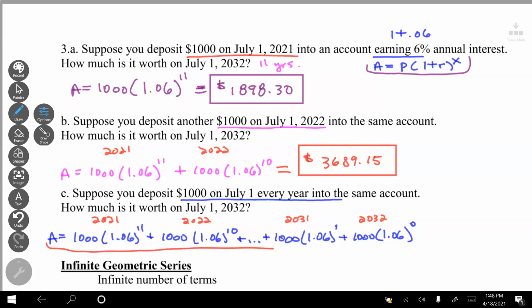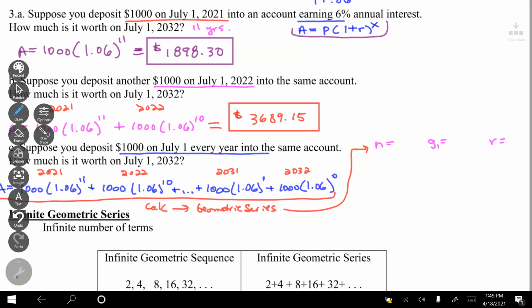And I could type this on the calculator. I could. But I see this is a geometric series, because the amount of money I have each year is being multiplied by 1.06. So what I can do is just use my summation formula.